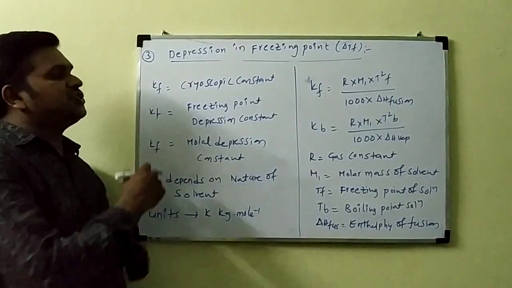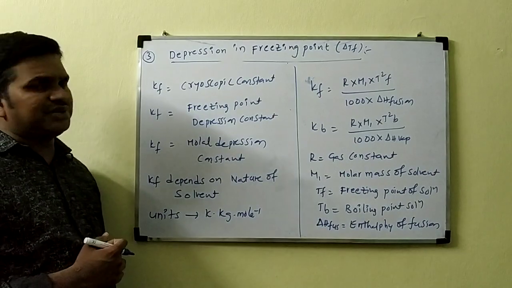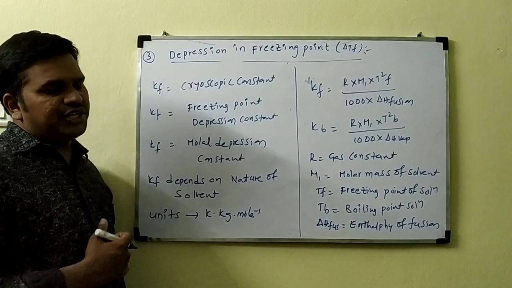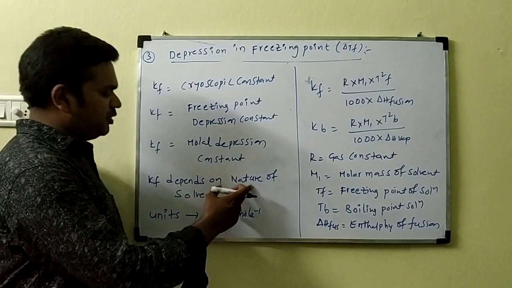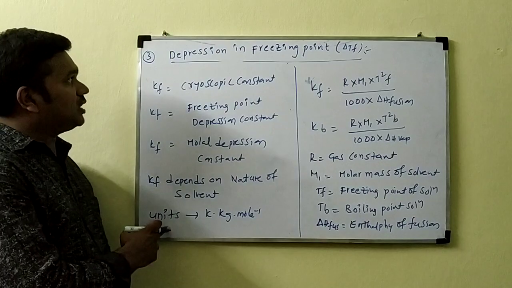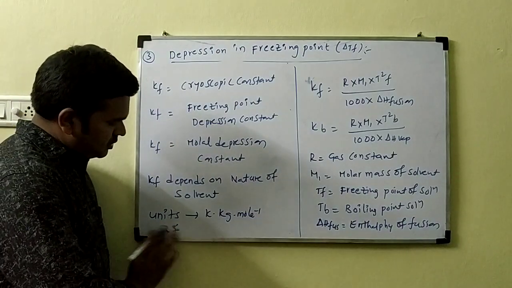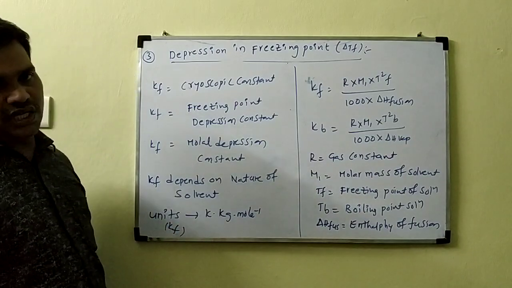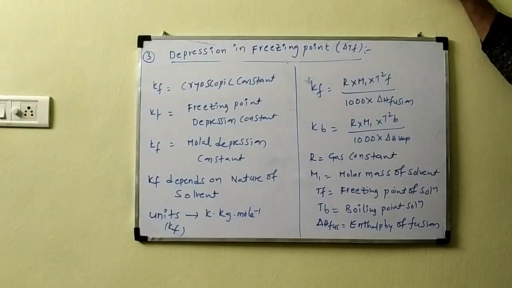Now we see Kf is the cryoscopic constant, or you can call it the freezing point depression constant. Kf is also the molar depression constant. These are the different names for Kf. Generally Kf mainly depends on the nature of the solvent only. What are the units of Kf? Kelvin kilogram mole inverse only.